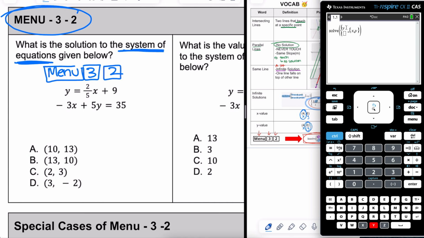So y equals control divide 2/5x plus 9. Now we're going to jump down to the second box and we're going to type this second equation right here. Negative 3x plus 5y equals 35. Enter. And that gives me my answer. X is 10.